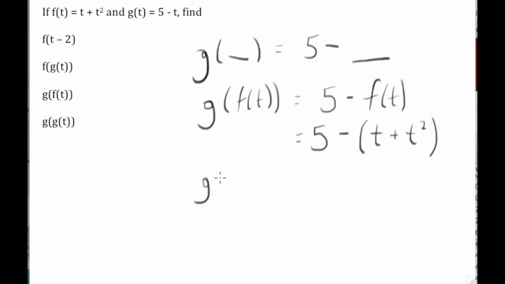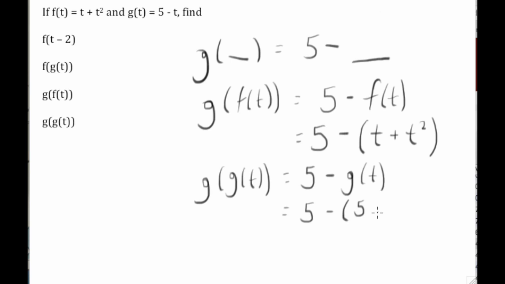Same idea. I can have g of t. I can put g of t inside itself. So following my blanks, this should be 5 minus g of t. So that's going to be 5 minus, use parentheses, 5 minus t. And we'll do a little bit of simplification here. So that's going to be 5 minus 5. That minus minus comes together to form a plus. We have cancellation, boom, boom, and we're left with t.